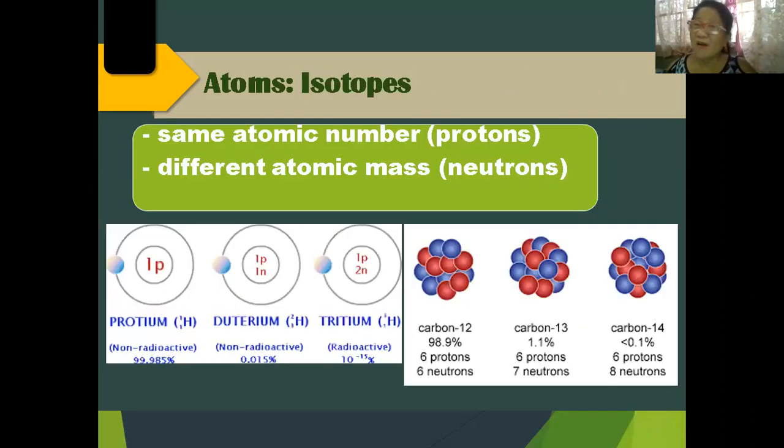Okay. So what are isotopes? Isotopes are elements that have the same atomic number, meaning the same number of protons, but they differ in the number of neutrons. In what way? Because their atomic mass will differ. Is that possible, ma'am? Yes, there are radioactive elements which have different isotopes.